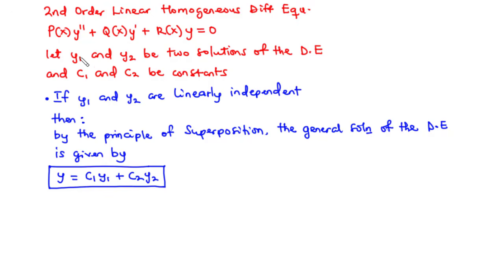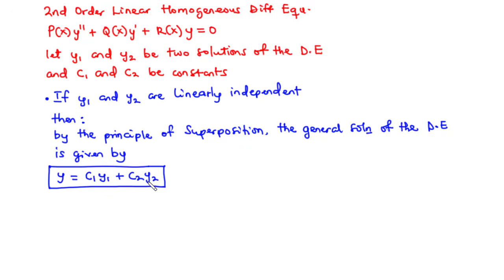Now assuming that we have y1 and y2 to be two solutions of the differential equation, and c1 and c2 are constants. Now, if y1 and y2 are linearly independent functions, then by the principle of superposition, what this primarily means is that the general solution of the differential equation is given by y equals c1 times y1 plus c2 times y2.